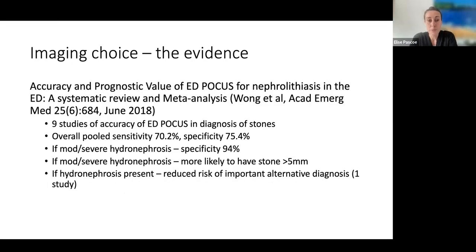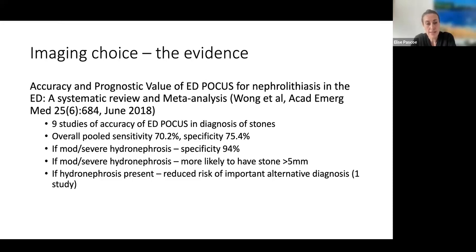This study was really interesting. It's from June 2018, a systematic review and meta-analysis of the accuracy and prognostic value of ED POCUS for detecting nephrolithiasis. They looked at 9 studies looking at the accuracy of ED POCUS in the diagnosis of stones, and found that overall the sensitivity was about 70% and specificity was 75.4%. So not rip-roaring, but if moderate or severe hydronephrosis was detected, the specificity increased to 94%.